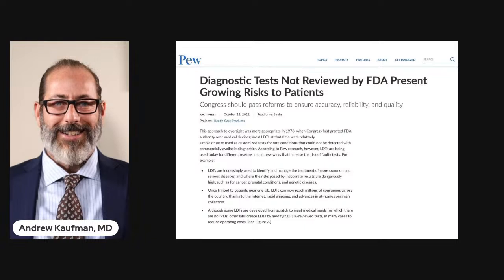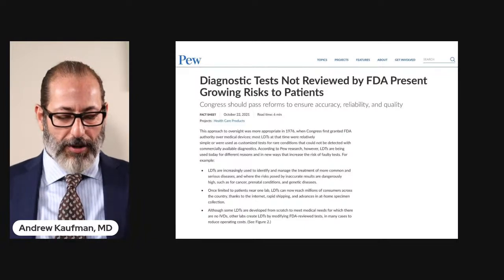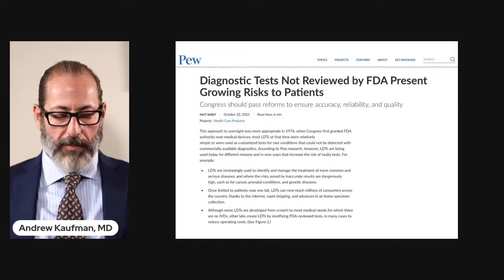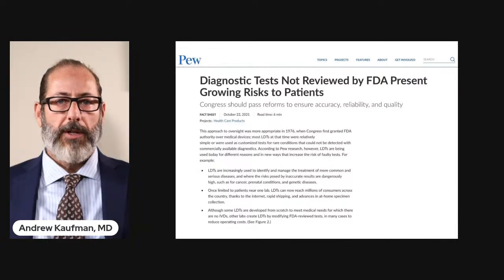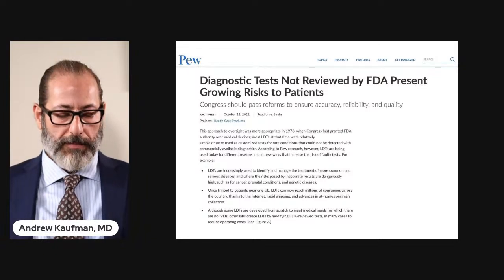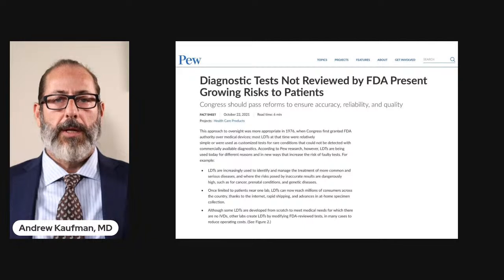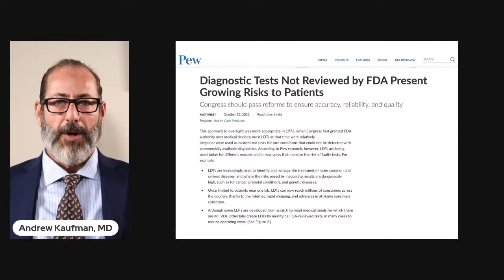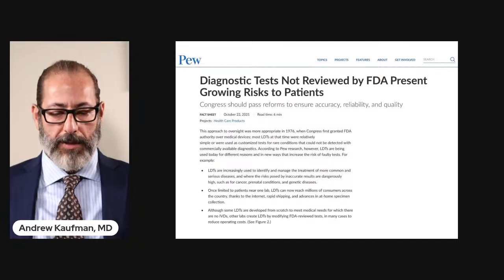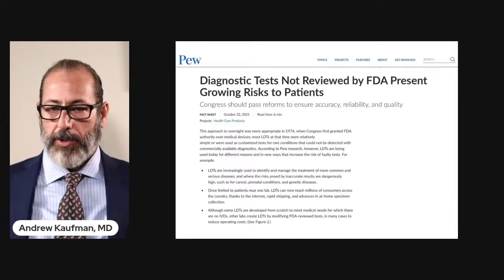And although some LDTs are developed from scratch to meet medical needs for which there are no in vitro diagnostics, and in vitro diagnostics is the term they use for FDA reviewed and approved tests, other labs create LDTs by modifying FDA reviewed tests in many cases to reduce operating costs. So in other words, they take something that's approved, make it cheaper to run, but don't go back and prove that it's a valid modification to the protocol.